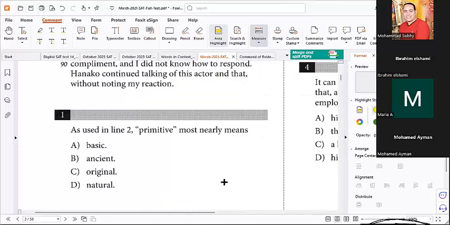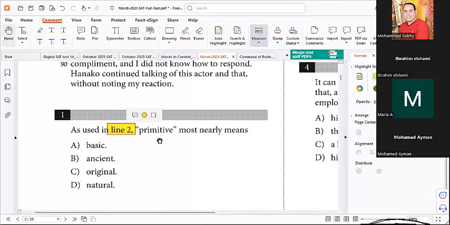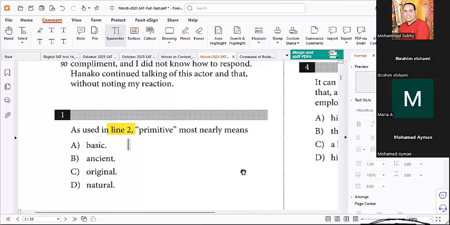Let's see question number 1: as used in line 2, the word primitive most nearly means what? Primitive means basic, ancient, original, natural. They have a peculiar word, basic, like very important, or primitive, not advanced. Basic means not advanced.